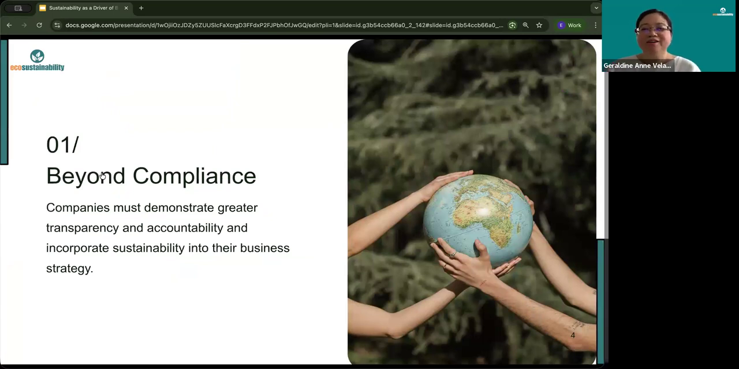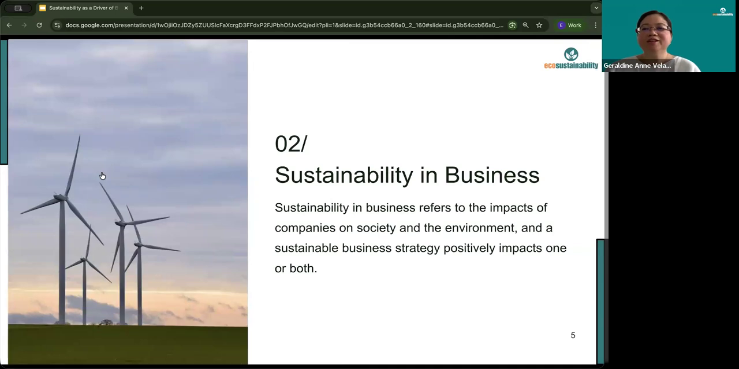To meet increasing demands on sustainability reporting, companies must demonstrate greater transparency and accountability and incorporate sustainability into their business strategy, moving them beyond compliance. Incorporating sustainability into the company's business strategy is no longer an option, but a necessity for a company's long-term growth. Companies which do not risk falling behind. Sustainability is shaping the way companies operate and compete, aligning their core operations with an increasingly sustainability-conscious world.